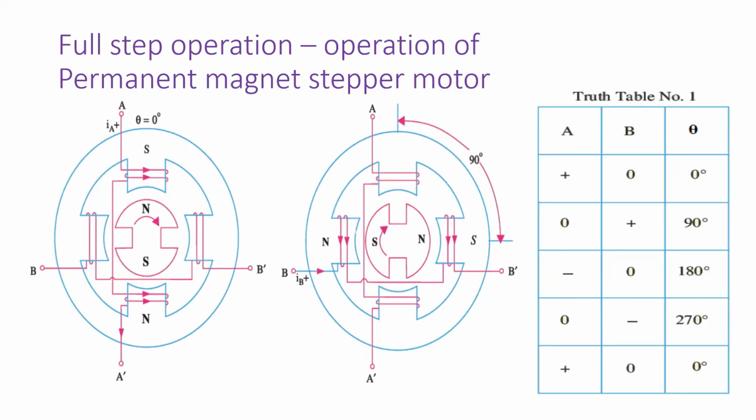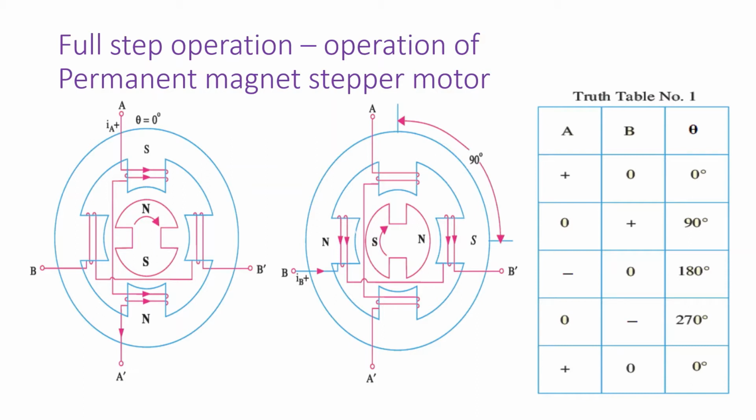As we know, permanent magnet stepper motor has two important parts. One is the stator, the other one is the rotor. The rotor is a permanent magnet rotor. Here we are exciting only the stator coil.